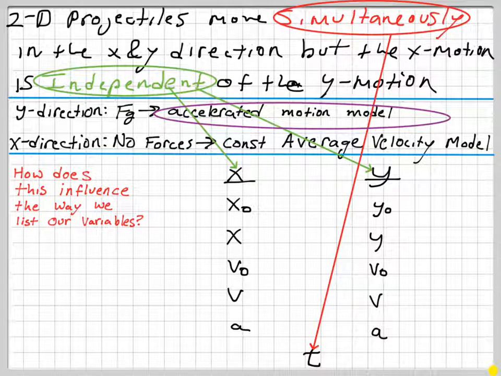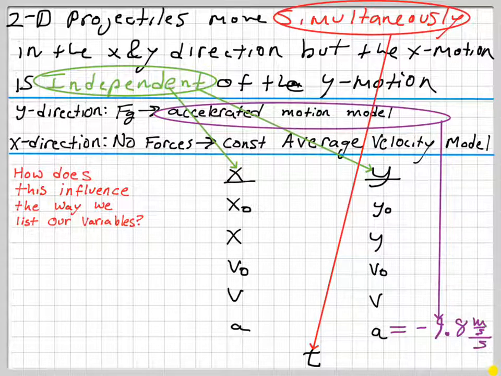How about this accelerated motion model in the y direction? Well, we know that because gravity is the only force acting on it, its acceleration is going to be the acceleration of gravity, and the acceleration of gravity is 9.8 meters per second per second. We'll make it negative because it points in a downwards, negative direction, but this means that every second the value of the y component of velocity is going to change by a value of negative 9.8.